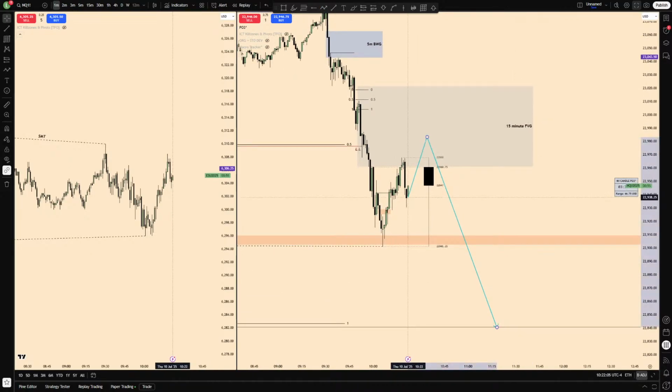I do like those relative equal lows as the target. Yep. We do have a 5-minute gap that we just traded into.